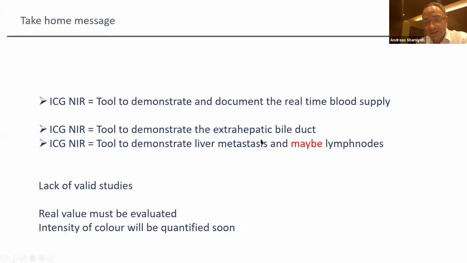This would be in advanced surgery. And maybe there are gynecologists doing lots of studies now. It might be also good for finding the sentinel lymph node, or generally metastasis-positive lymph nodes. We have on the liver metastasis and on the lymph nodes a lack of valid studies, but we have really good studies and reports and reviews and meta-analyses now on the benefit in colorectal surgery.